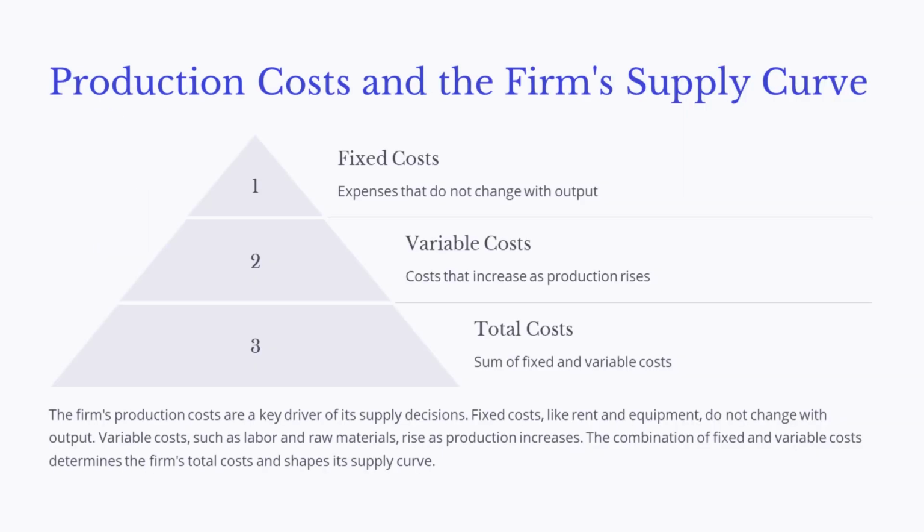Fixed costs are expenses that do not change with the level of output, such as rent and equipment. Variable costs are costs that increase as production rises, like labor and raw materials. Total costs are the sum of fixed and variable costs, and they determine the firm's supply decisions. The combination of fixed and variable costs shapes the firm's supply curve. Understanding production costs is crucial for a firm to make informed supply decisions.